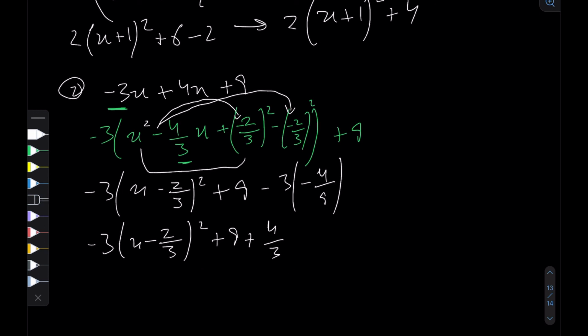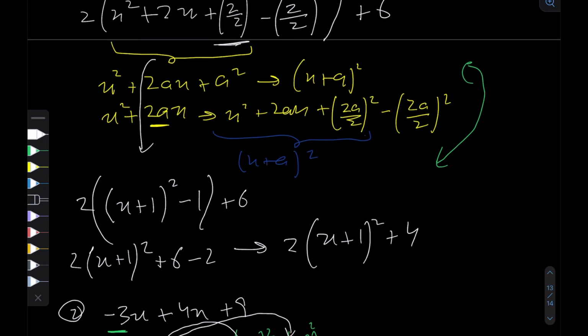Right, so we looked at how to convert to completed squared form. We talked about why it makes sense, and so in the next video we'll look at the use of completed squared form. In other words, we'll look at how to sketch quadratics.